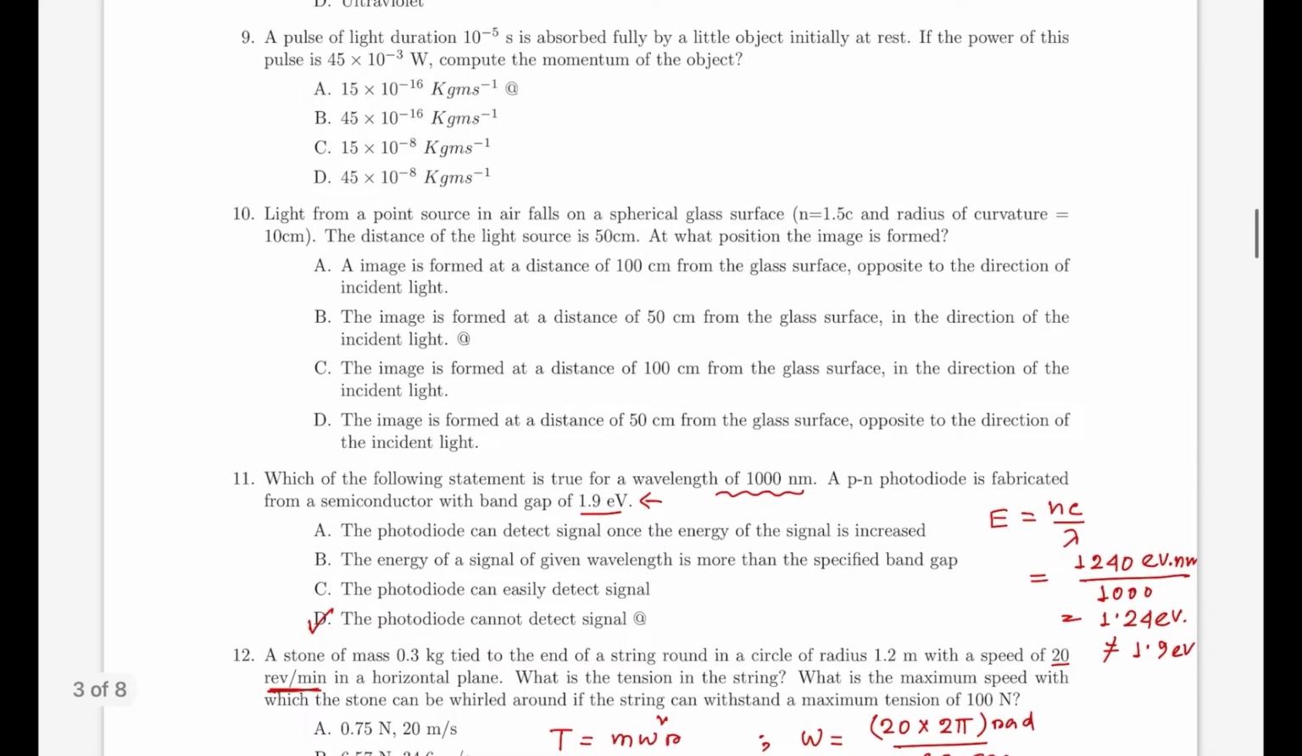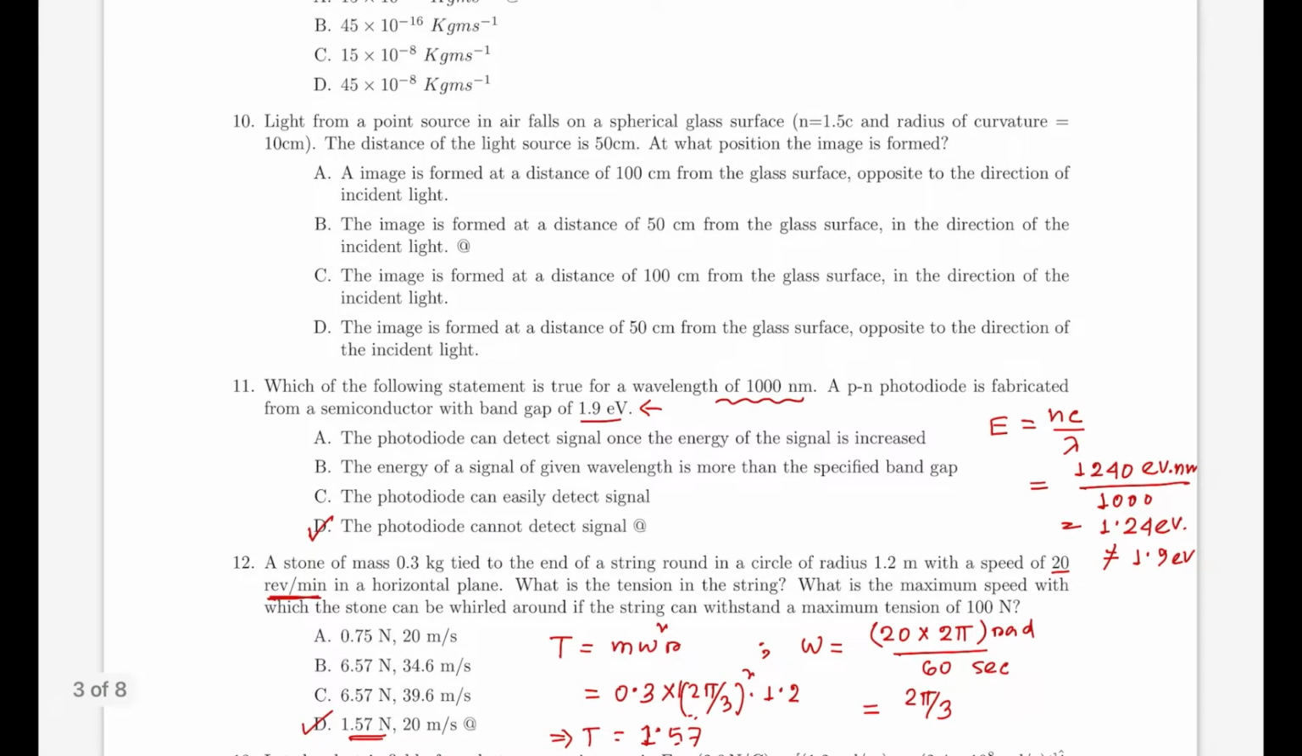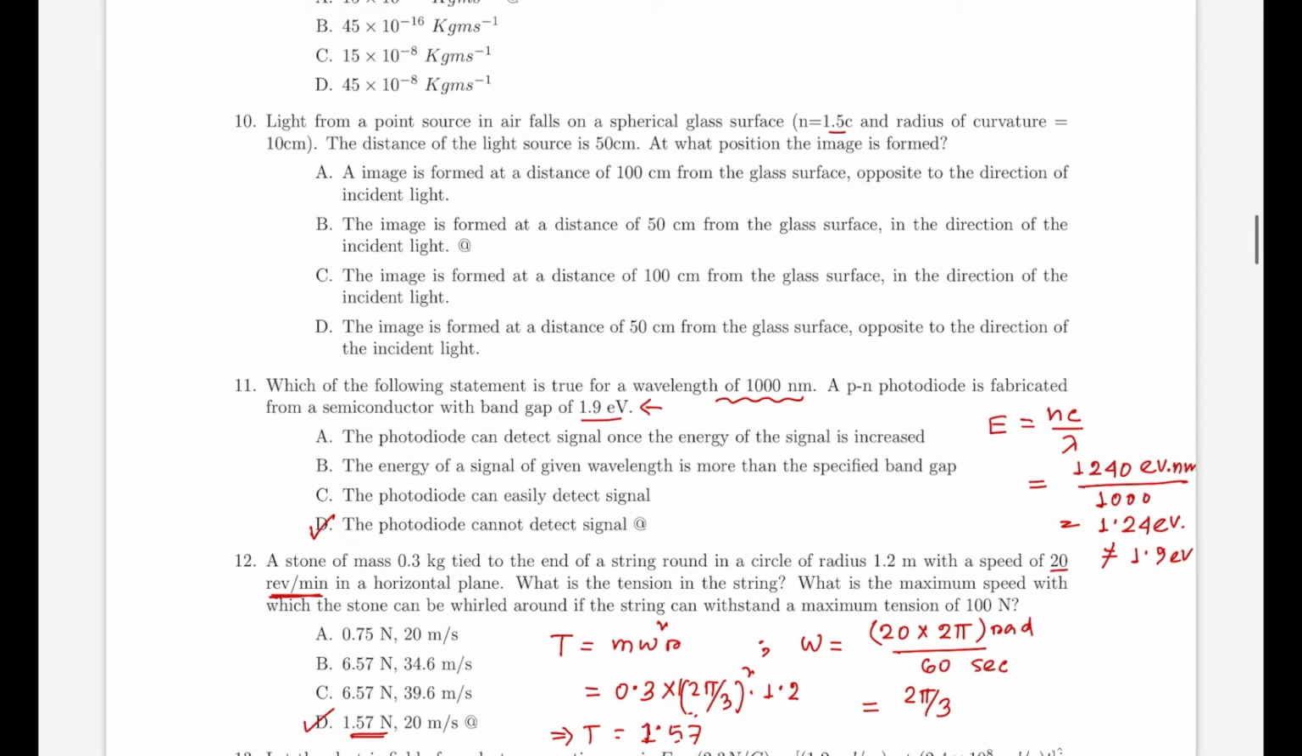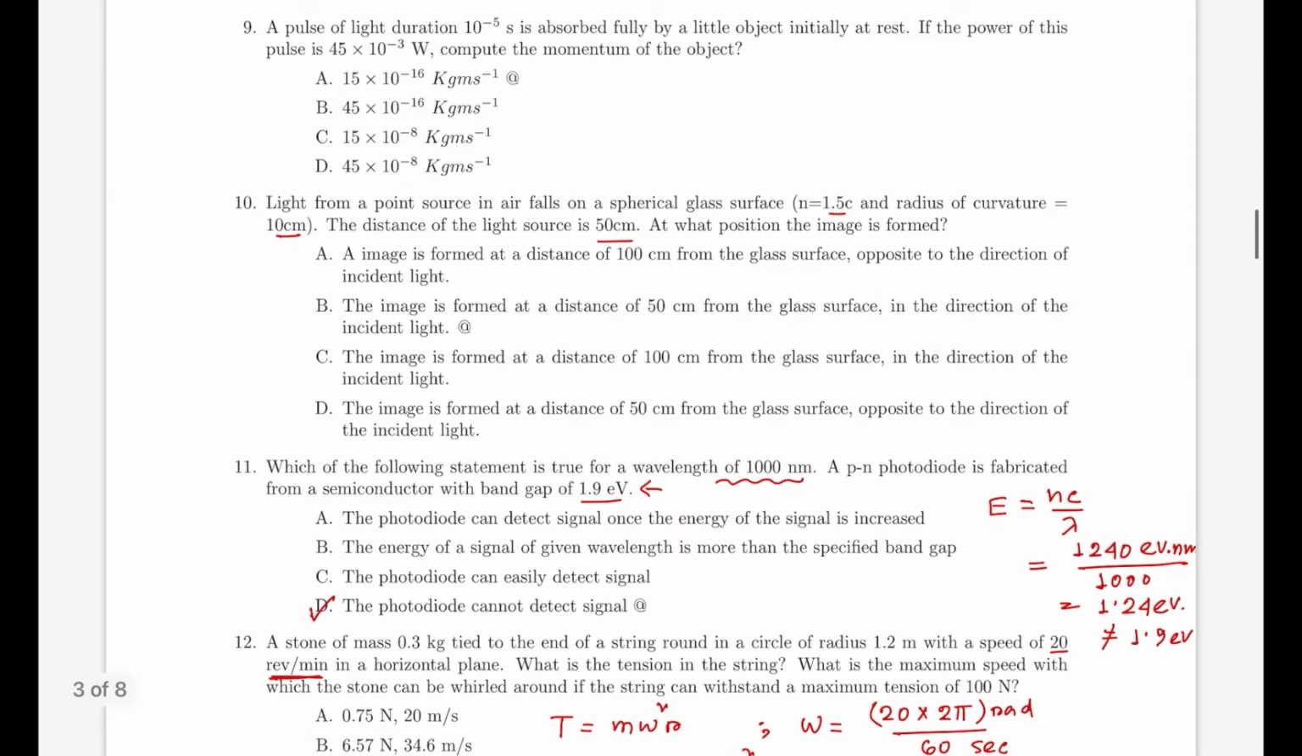Now question 10 says the light from a point source in air falls on a spherical glass surface which has refractive index 1.5 and radius of curvature 10 centimeters. The distance of the light source is 50 centimeter. We have to find the position of the image. So we can use the formula for a spherical surface: mu by the image distance minus 1 by the object distance is mu minus 1 by the radius of curvature.